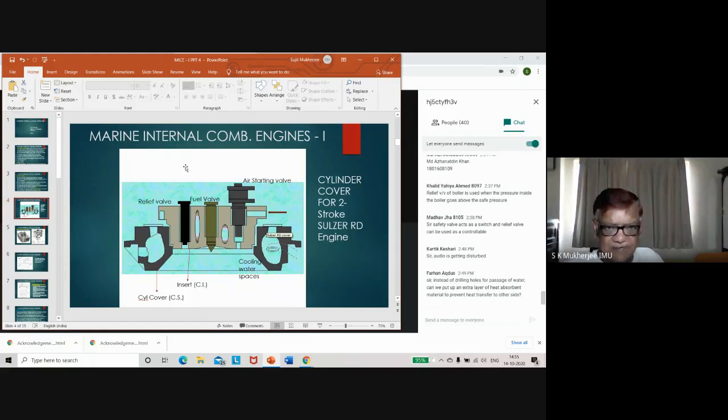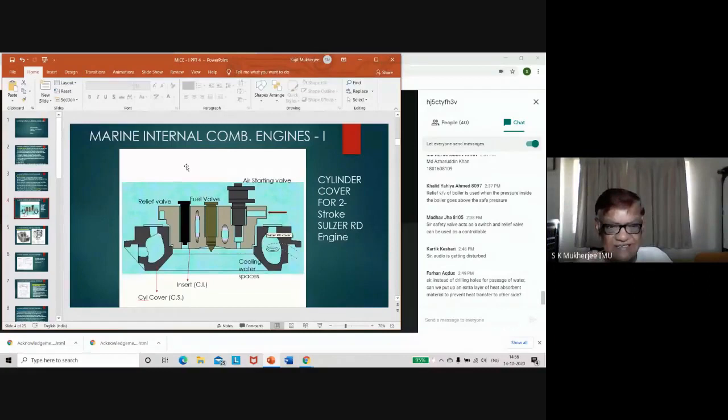I don't expect you to draw this in the exam. This is merely to make you understand one design of a cylinder cover. There are several more, and I have one of them which I've taken from a book for you to practice drawing, in case you're asked in the examination to sketch and describe a cylinder cover.